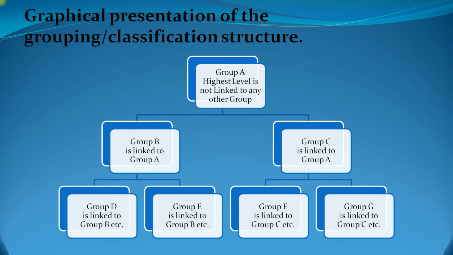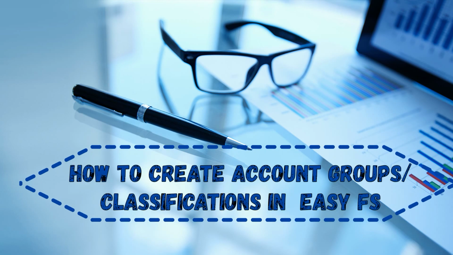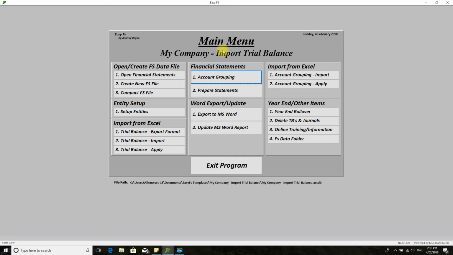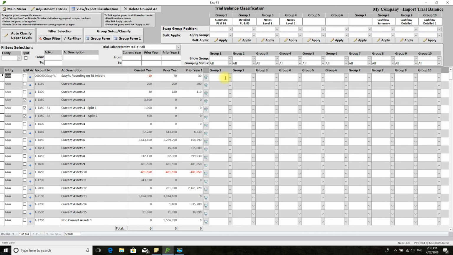Let's have a look at how this is implemented in the EasyFs financial software. Alright, now I've just opened up a financial statement to try and demonstrate the structure on how the groups are set up and how they work within this EasyFs financial statement. So all of the grouping is handled in the tab called account grouping. So I'll go into that tab, and the structure itself is set up in the group form or group form 1.